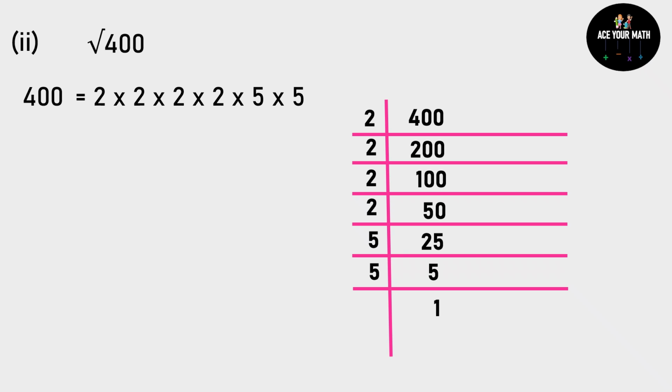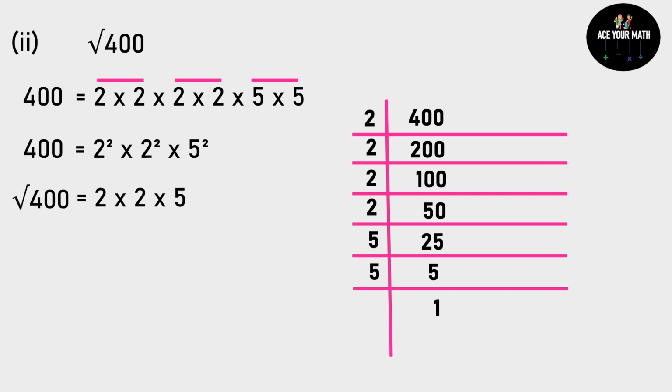400 can be written as product of all these factors. And all these factors are prime factors. Now the next step is you will start forming pairs of similar factors. See, 2 and 2 forms a pair. Next 2 and 2 forms another pair and 5 and 5 forms another pair. It means 400 can be written as 2 square multiplied by 2 square multiplied by 5 square.